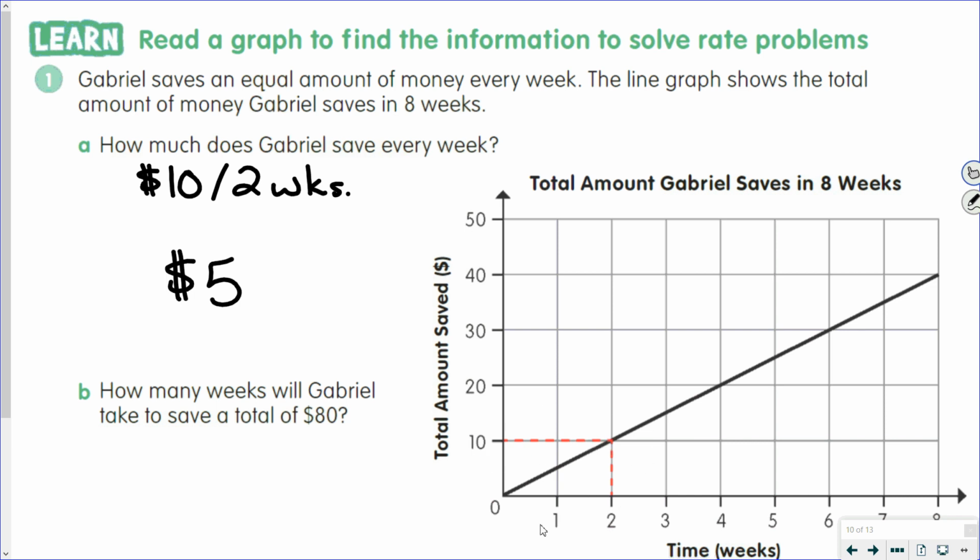And then we want to know how many weeks it'll take Gabriel to save a total of $80. Well, we can use what we have here of $10 every 2 weeks. You would have to take 10 times 8 to get 80. So we would take 2 times 8 to get 16 weeks.